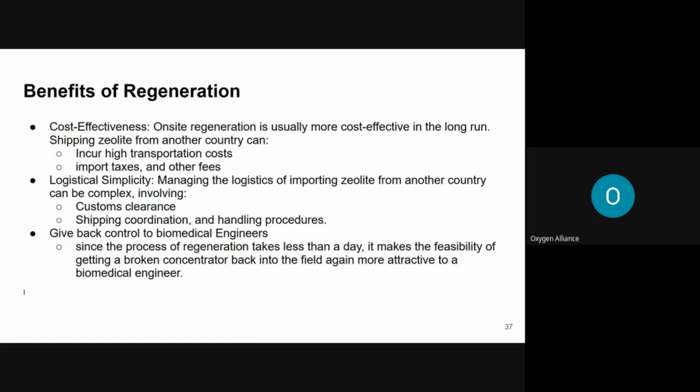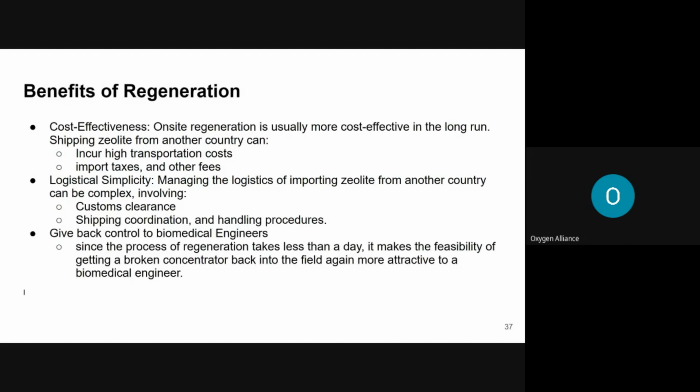And the other benefit is that it gives back control to biomedical engineers. So since the process of regeneration takes less than a day, it makes the feasibility of getting a broken oxygen concentrator back into the field again more attractive to a biomedical engineer.